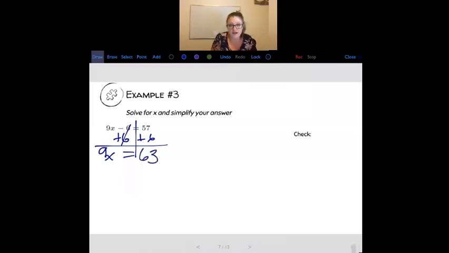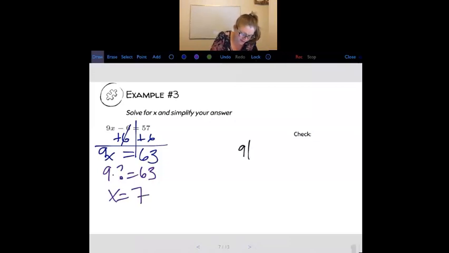I want to know what 1x is. So another way you could read this is 9 times something is equal to 63. What does that something have to be? It has to be 7. X equals 7. And for the sake of time, I'm just going to set up how we check our answers here. And I'll leave the check to you.